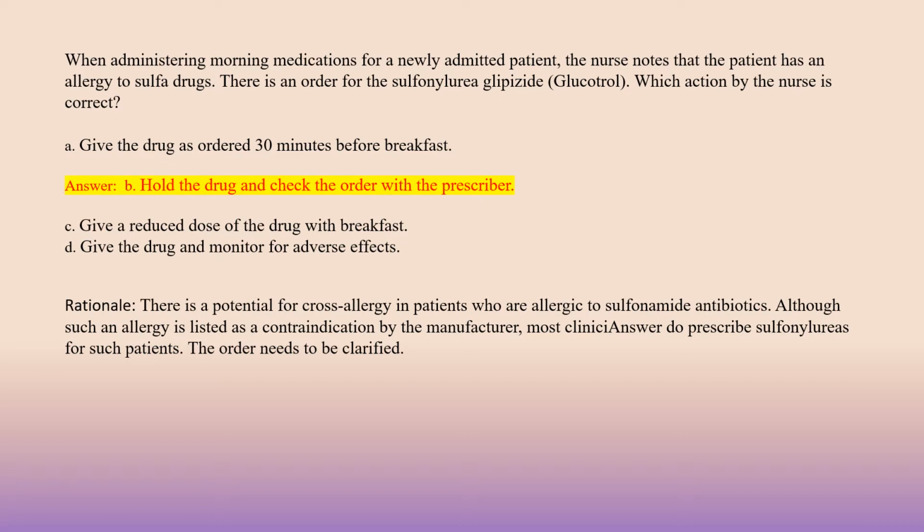Answer: B. Hold the drug and check the order with the prescriber. Rationale: there is a potential for cross-allergy in patients who are allergic to sulfonamide antibiotics. Although such an allergy is listed as a contraindication by the manufacturer, most clinicians do prescribe sulfonylureas for such patients. The order needs to be clarified.